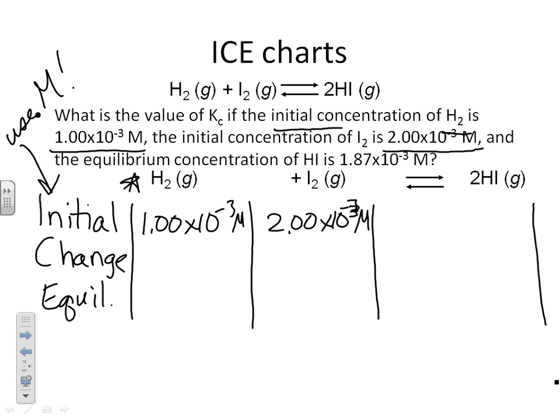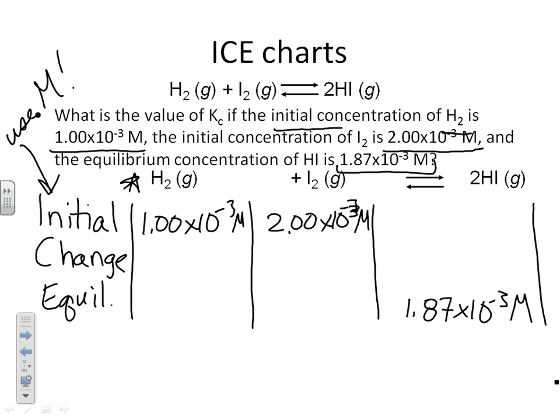The equilibrium concentration of HI is 1.87 times 10 to the minus third molar. So I'm going to fill that in on the bottom over here. So those are all the numbers that the problem has given us. And believe it or not, this is actually enough information for us to fill in the rest of the chart, to fill in the changes and the equilibrium concentrations that we're missing. Because there's an absolutely critical number that we actually do know that is not yet in the ice chart.